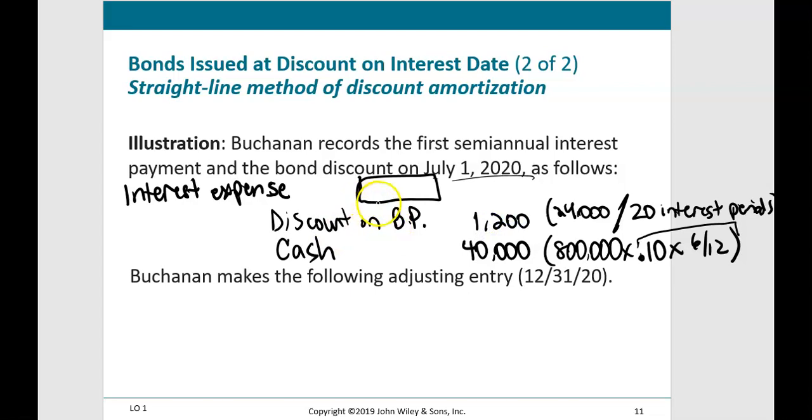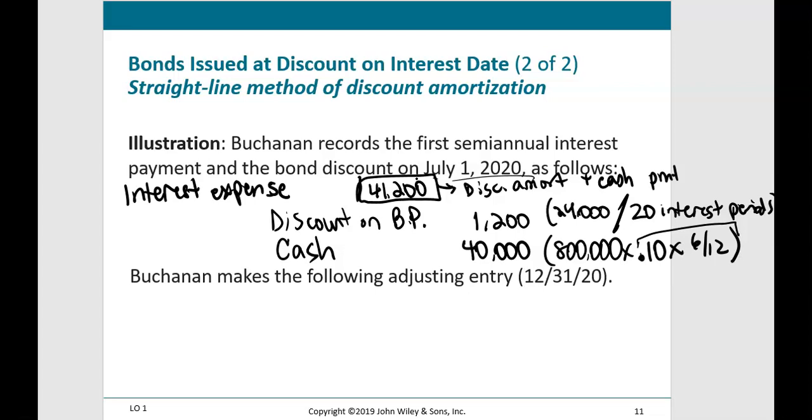And the amount of the interest expense is equal to the sum of the discount amortization plus cash payment, or 41,200. So we see here, this is what we wrote down before. When a bond is issued at a discount, that discount represents additional interest expense to be recorded over the life of the bond. Let's do this one more time.